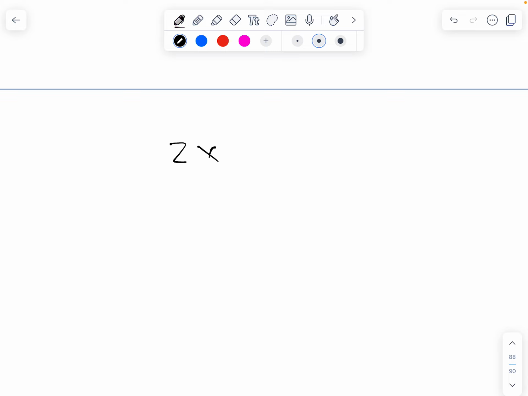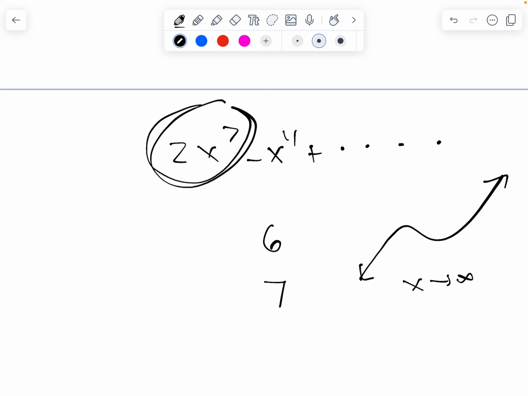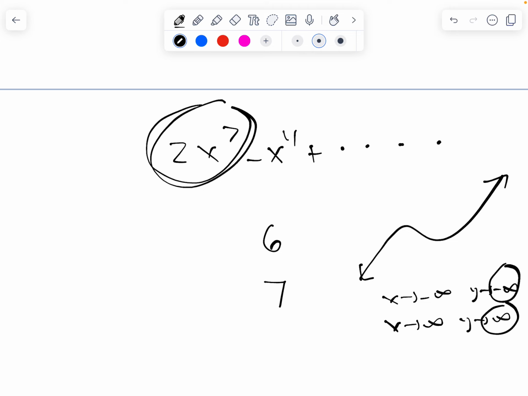You've got 2x to the 7 minus x to the 4 plus, we don't really care what those are. We're focusing on this. That's a 7th degree. Number of extrema is 6. Total number of real zeros, total possible is 7. And the end behavior, because this is to the 7th, then we would say something like this. Let's actually write it in the same order on your paper. As we go to the left, we go down. As we go right, we go up. So you have negative infinity, positive infinity for your y values.